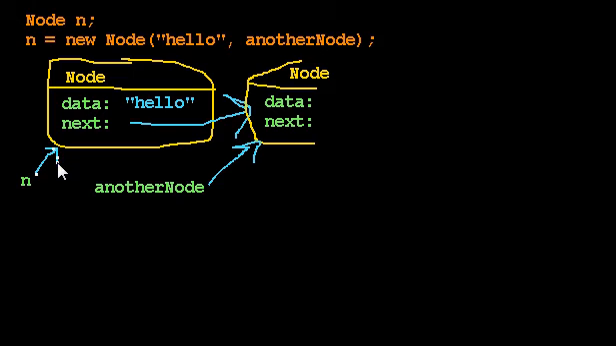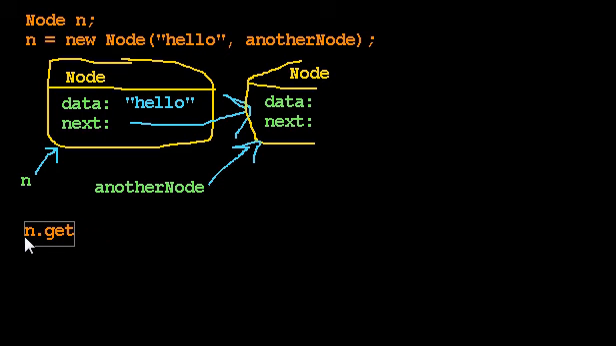Okay, so here's what we did. We had originally this variable anotherNode, and it referred to some sort of node. Now we've created a brand new node, that was this. It stores "hello" and a reference to that other node, and we've decided we're going to store that brand new node in our variable n. So this is the picture we have so far.